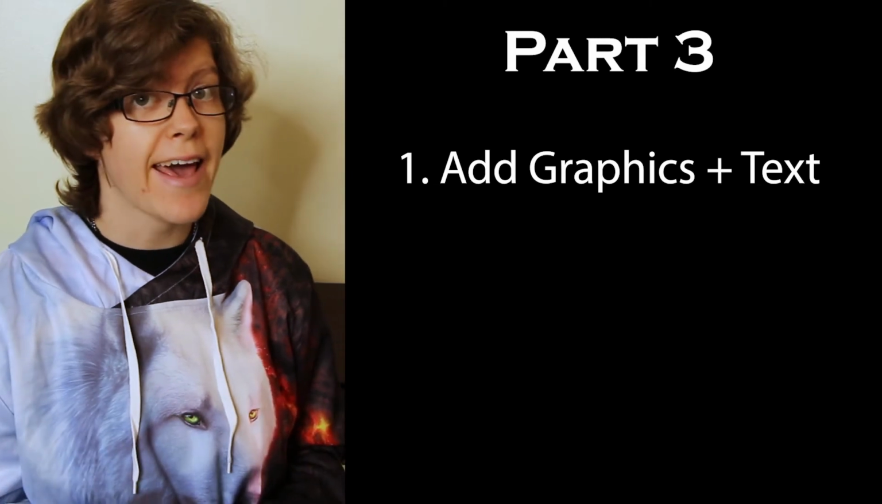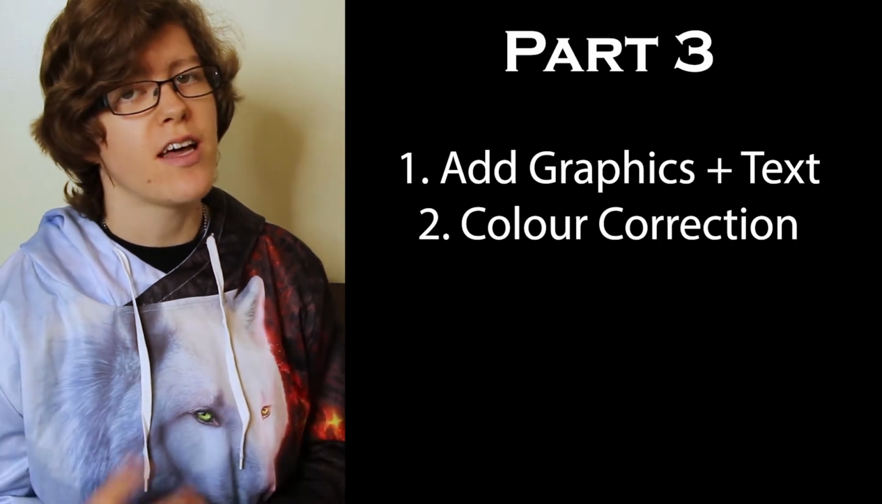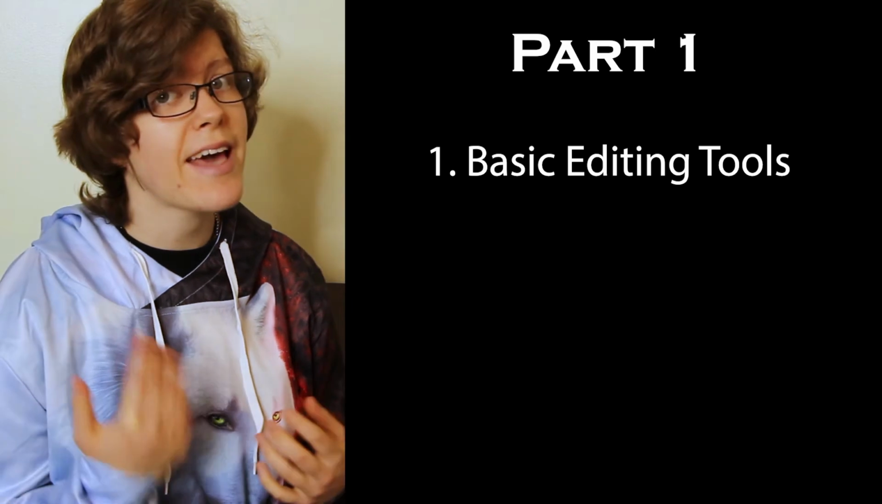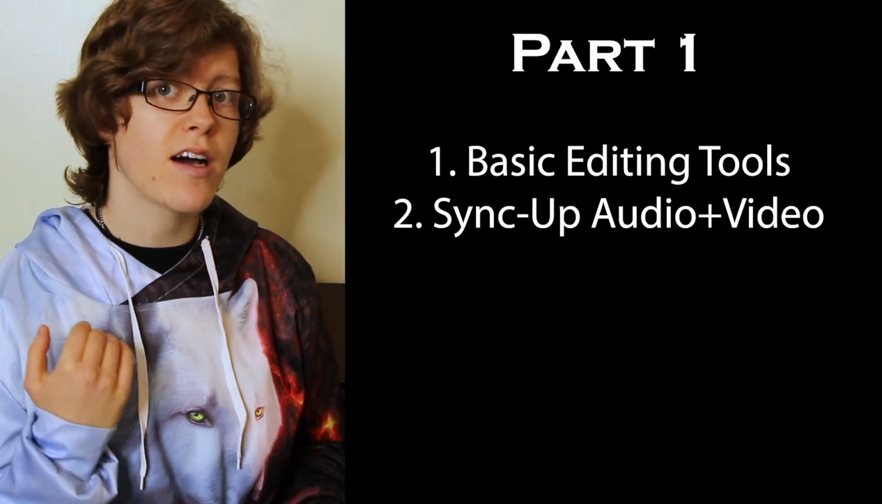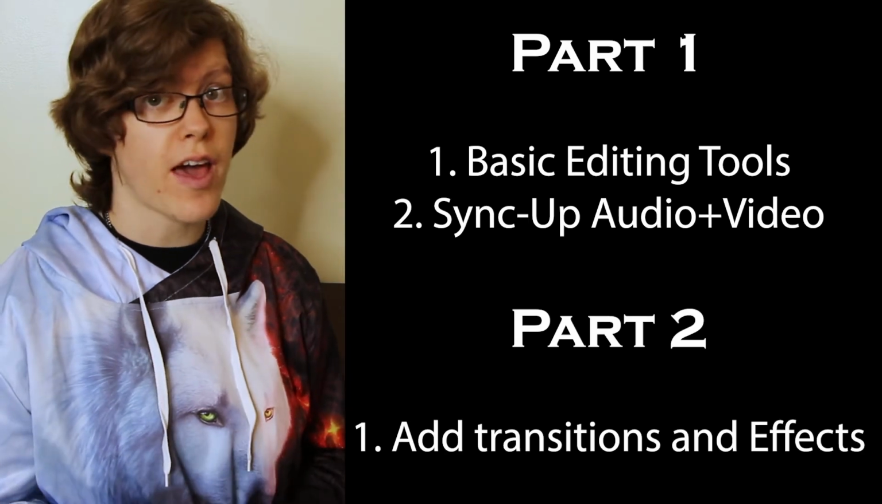This is the third and final video of my Adobe Premiere Pro tutorial series in which I am showing you how to edit together a music video. In this video I will show you how to add graphics and text to your video. I will show you how to do some basic colour correction, and finally I'll show you how to export your finished video. In my previous tutorials I covered basic editing techniques, how to sync up audio and video files, and how to add in transitions and effects.